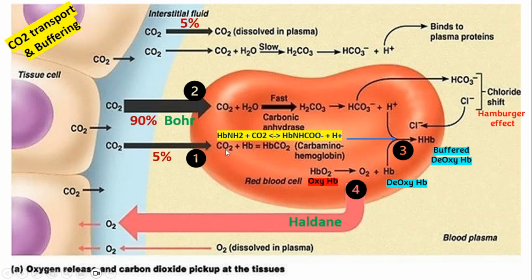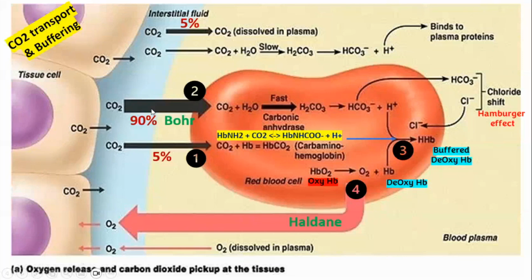Carbon dioxide combined with the hemoglobin forms carbamino hemoglobin. This one, the full form of it, the amino compound of it. Hemoglobin has the amino component, which is the histidine residue of amino acid. HbNH2 plus CO2, you get HbNHCOO minus plus H plus. So it liberates H plus here. So this reaction also liberates H plus.